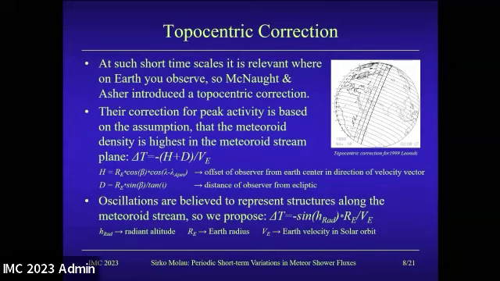So one last word, topocentric correction. What is this all about? When David Asher and Rob McNaught did their predictions for the 1999 Leonid storm, they said it actually matters where on Earth you are observing. Why is this? Because we are talking here about really very short time scales, about a few minutes.